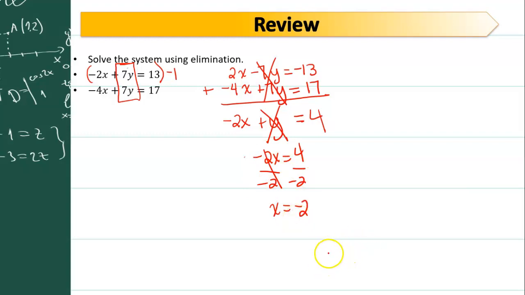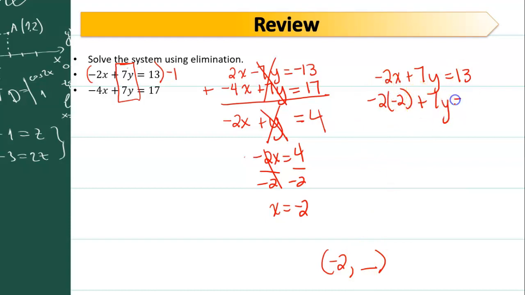But remember, my answers are always supposed to be written as a coordinate pair, an x and a y. So far I only have the x. To get the y, I can substitute into either one of these equations. The top one has numbers that are a little smaller, so I'm going to use the top one. And I'm replacing x with -2. Since the -2 and the x are right next to each other, that means to multiply. -2 times -2 is +4.